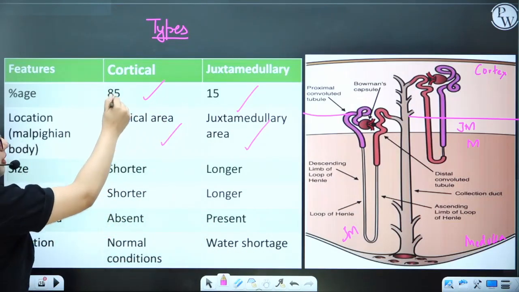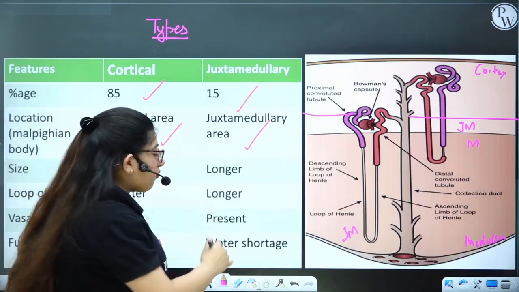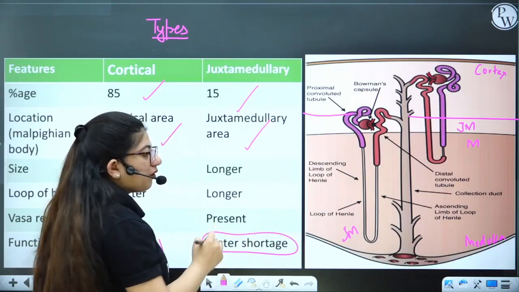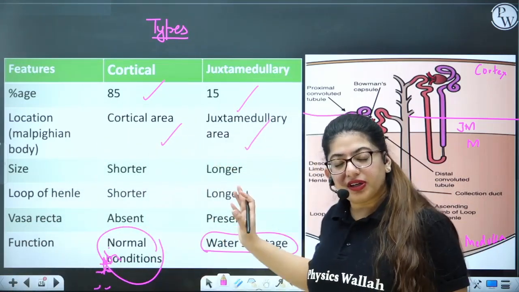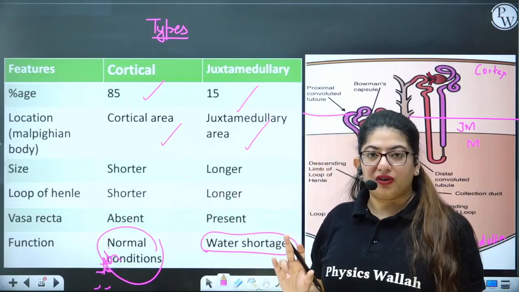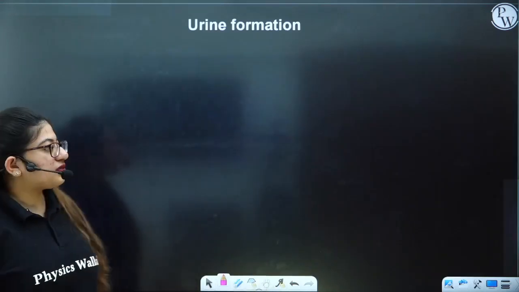The cortical are major and they work in normal condition, whereas juxtamedullary function during water shortage condition. For example, you are drinking less water or you get dehydrated. At that time, the juxtamedullary nephron will function. Okay, so moving further to the next topic, these were the types of nephron.